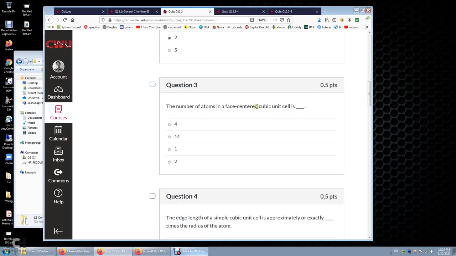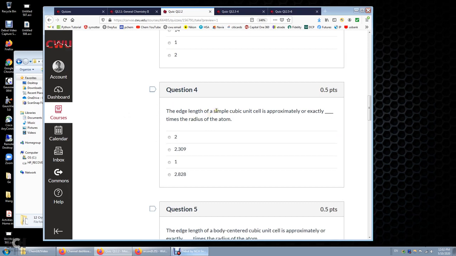Number of atoms in the face-centered cubic unit cell: again, on the corners, there are 8 corners. You have 8 times 1/8 atoms. That's only 1 atom. And then look at the 6 faces. You have 6 of them, but you can only count 1/2 for each face. So that's 3. 3 plus 1, that's 4. The edge length of a simple cubic unit cell is approximately or exactly how many times the radius of the atom? You just need to look at the picture of a simple or primitive cubic unit cell. You realize that the edge length is 2 times the radius.